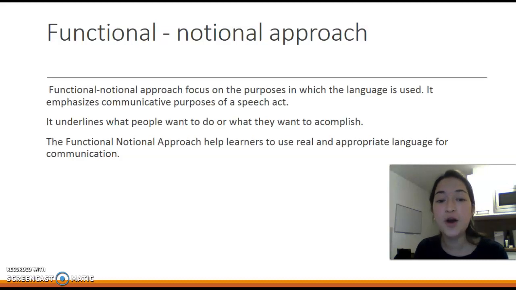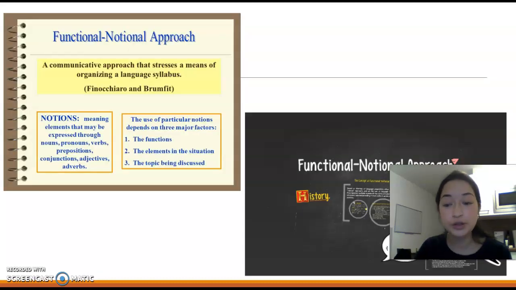This means that it focuses on the purposes in which the language is used. It emphasizes communicative purposes of speech acts. It also underlines what people want to do or accomplish. And it also helps learners to use real and appropriate language for communication. This approach helps learners to increase their grammar while they are speaking with other people.